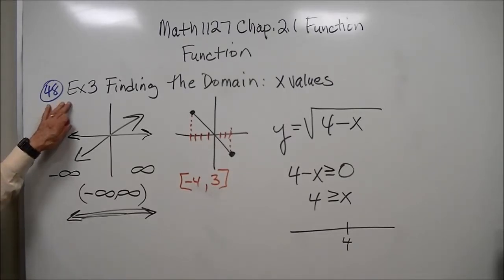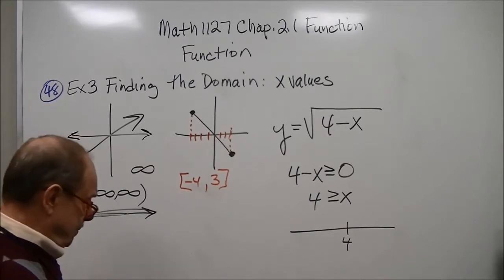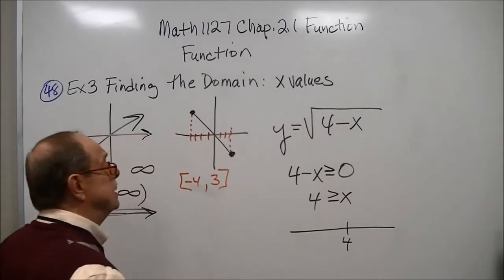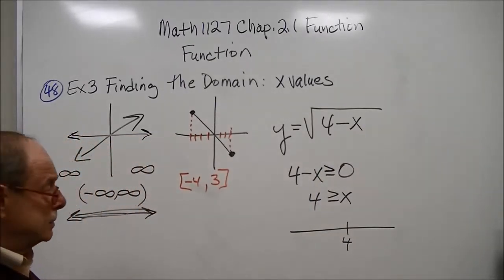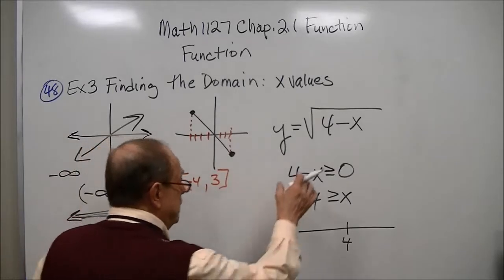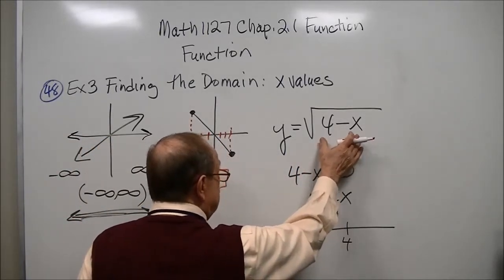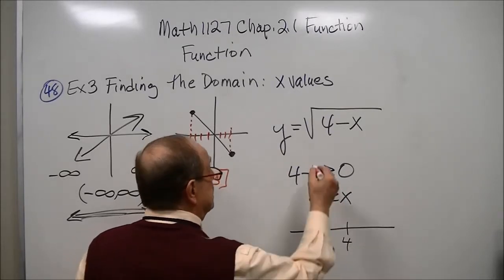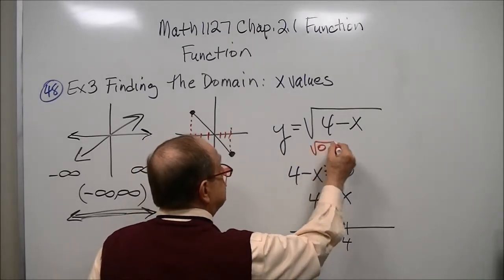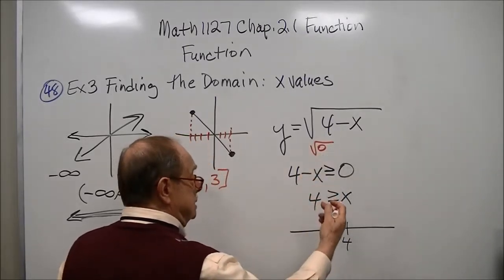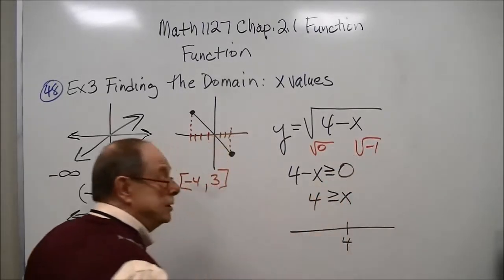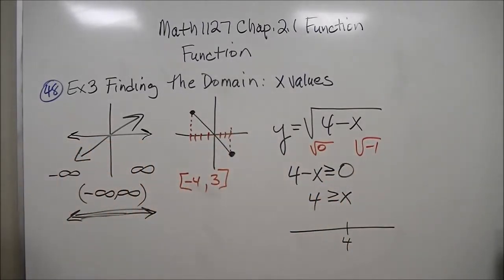And the actual example they give you for example 3 is this. It's the square root of 4 minus x. Now, whenever you have a radical sign, the smallest number you can have under the radical sign and have it be a real number is 0. Because lower than 0, you start to get negative numbers under the radical sign. And those are imaginary numbers, they're not real numbers.